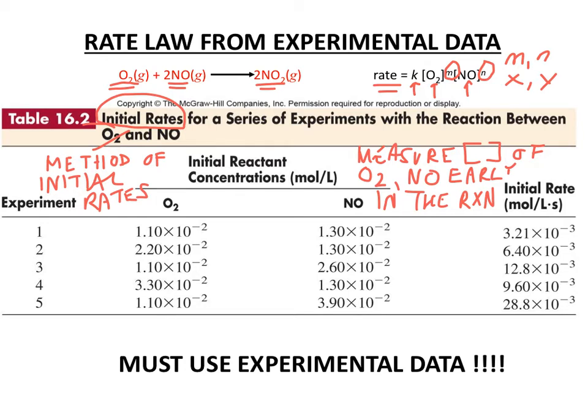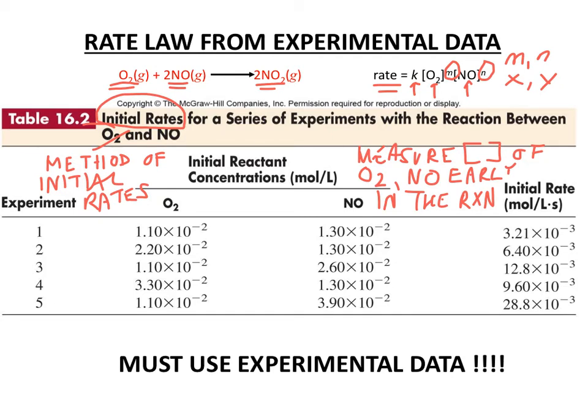If you're only looking at these things early on in the reaction, the concentrations won't have changed much, because remember, in order to have a reaction or a reaction rate, you must have collisions between reactants. And if you wait a long time, you're going to have much fewer collisions because your reactants will have already turned into product. So we use this method of initial rates in order to determine the rate law.